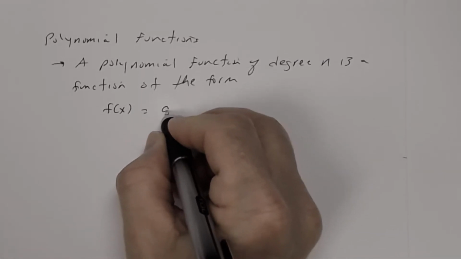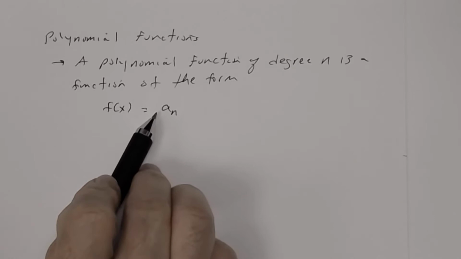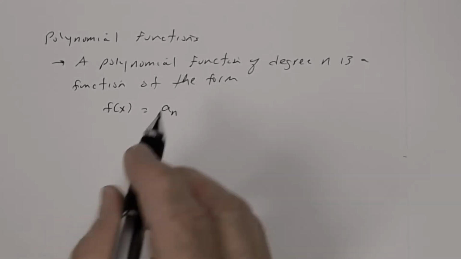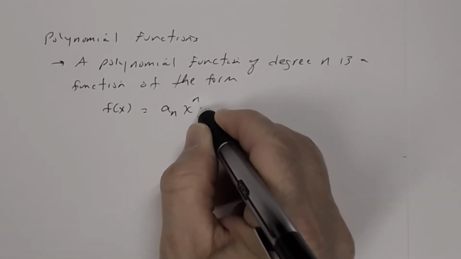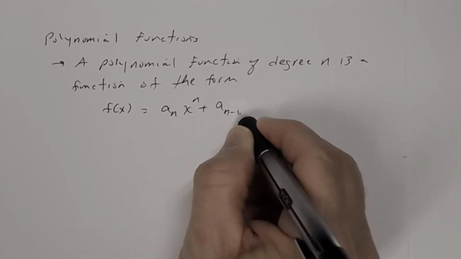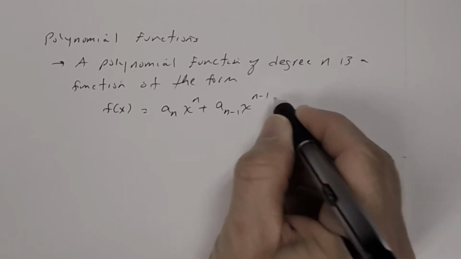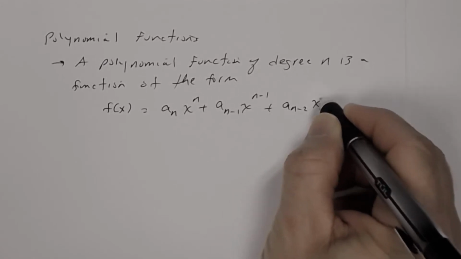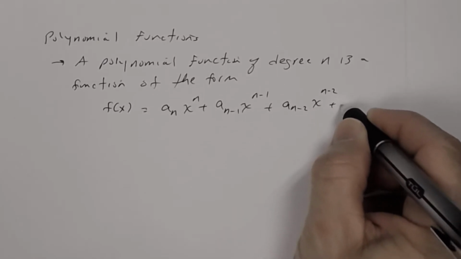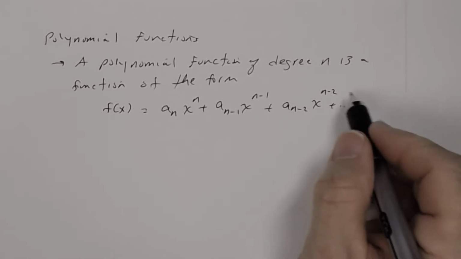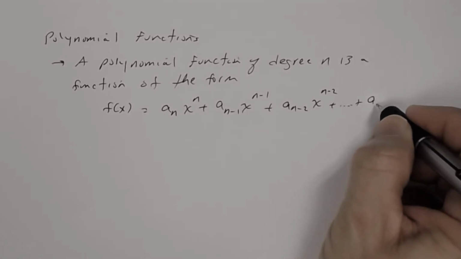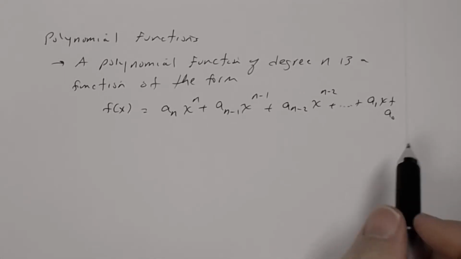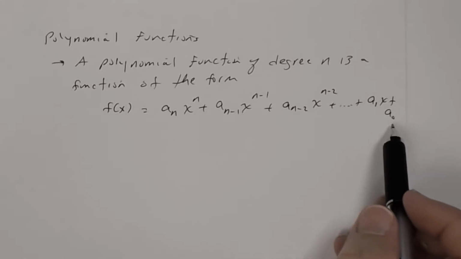It's a sub n. Now notice I'm reading this as a sub n, S-U-B, a sub n, times x to the n power, plus a sub n minus 1 times x to the n minus 1 power, and then so on, plus a sub n minus 2, x to the n minus 2, and then so on. So you have a bunch of terms here, and then plus a1 x to the first plus a0. I ran out of space here, but that's a sub 0.